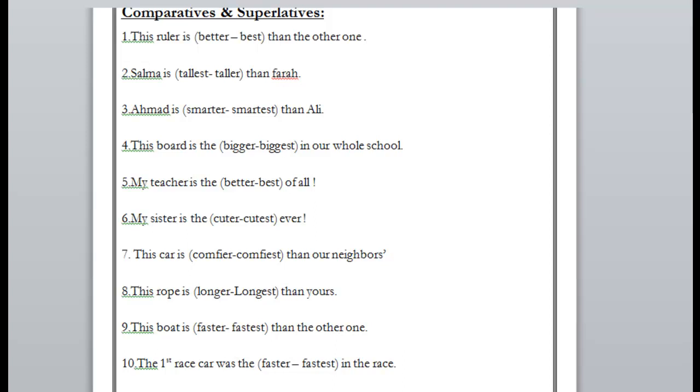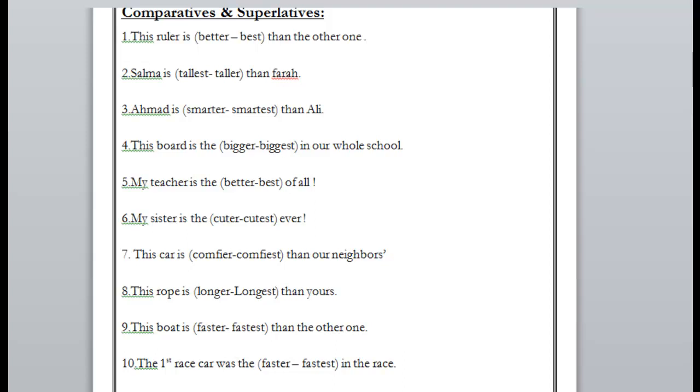That means that I'm not comparing between two things. I'm comparing between it and everything. Okay? The best of all. The smartest of all. Okay? The longest of all. The tallest of all. You got it, guys? Got it? Okay, let's take 2 or 3 examples on each one.